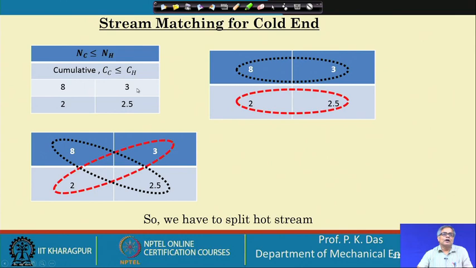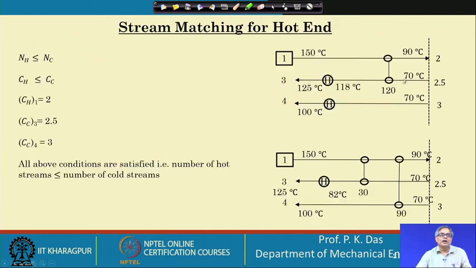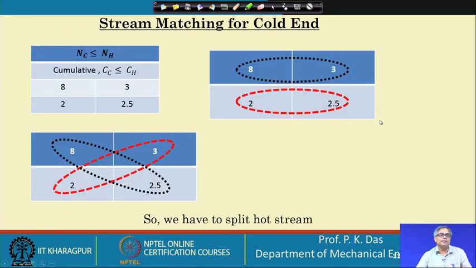Hot stream, this side is hot stream 3 and 2.5, I believe. Let us all have a look into the problem. So, hot stream 1 is 2, another is 2.5, and cold stream 1 is 3 and another is 8, I believe. Yeah, 2 and 2.5 are the hot streams and 8 and 3 are the cold streams.